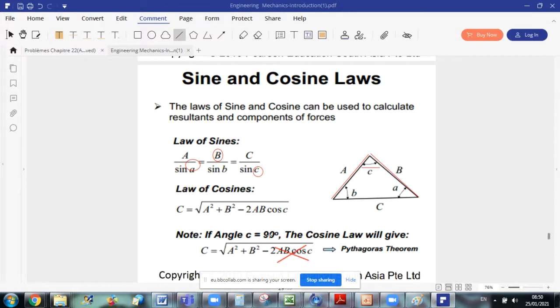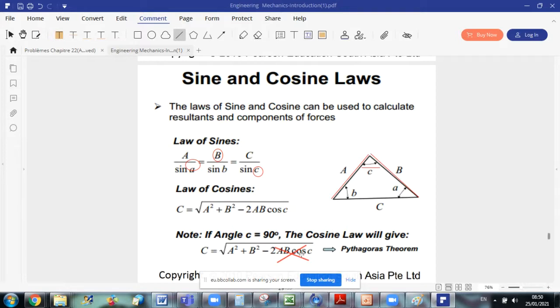And in particular, if C is equal to 90 degrees, then you will use the familiar Pythagorean theorem, which is C equals radical A squared plus B squared, because cosine C will be in this case 0 when C equals 90 degrees.